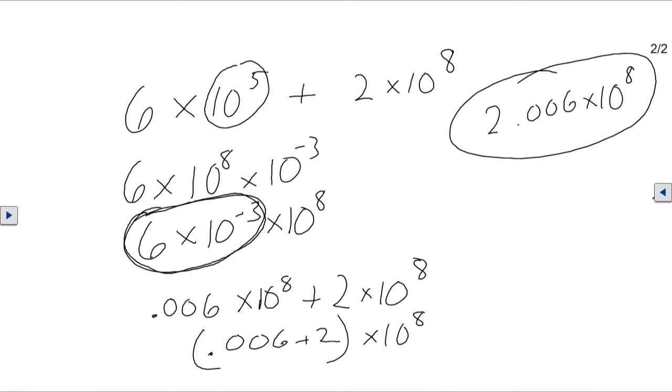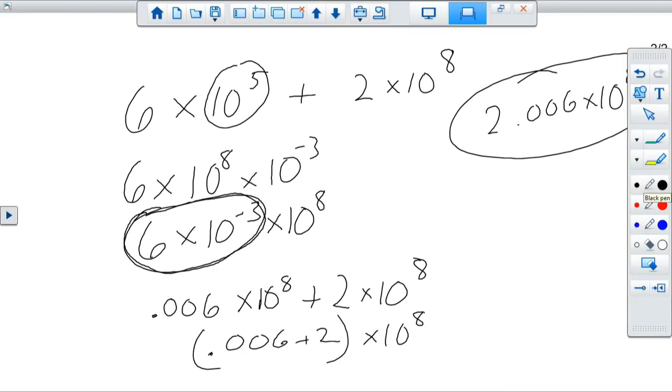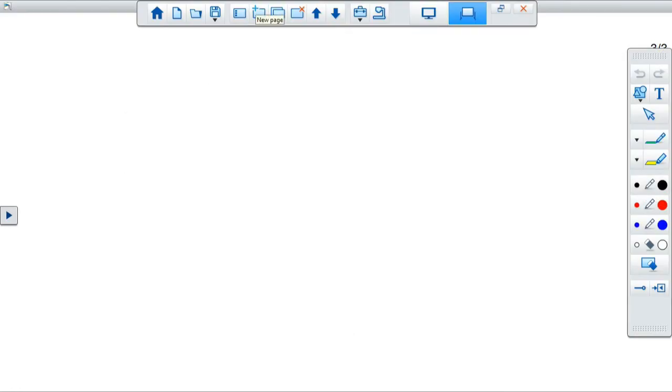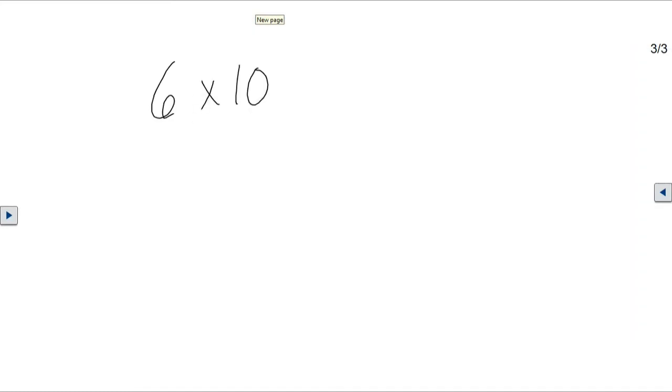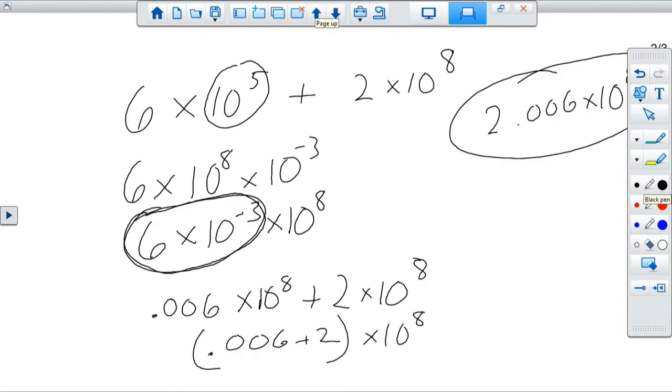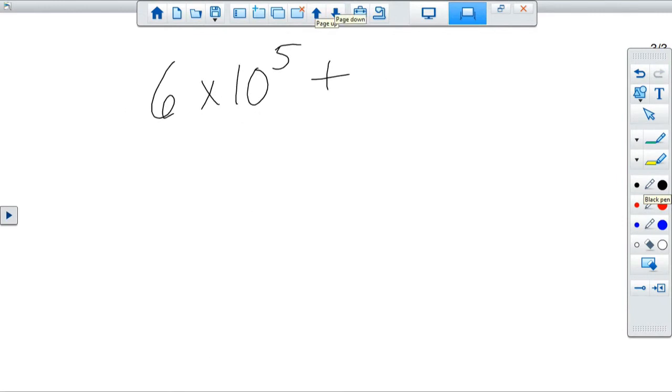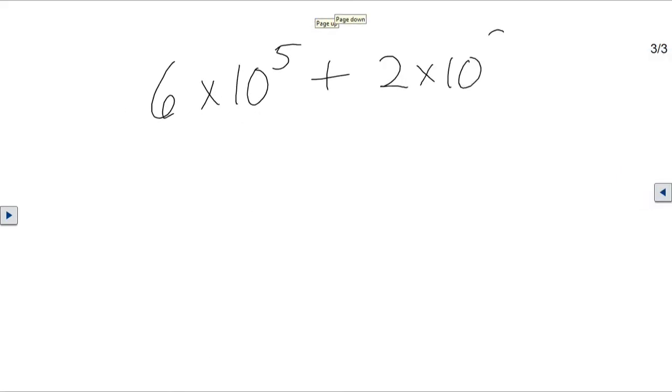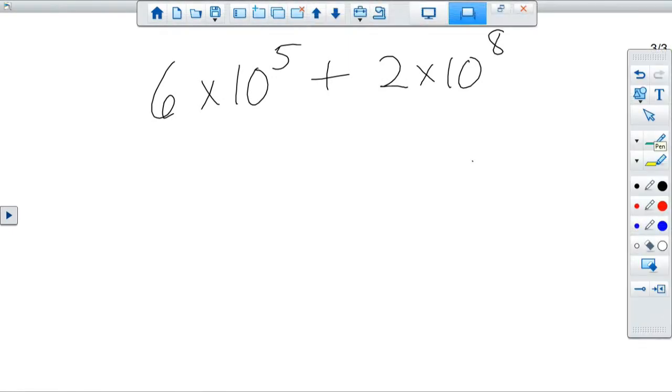So sometimes it's easier. Let me rewrite this here. Sometimes it's easier to do the other way. So again, I have 6 times 10 to the 5th plus 2 times 10 to the 8th. So what we can also do is we can take the other exponent and we can try, in this case, 10 to the 8th, and try and turn it into 10 to the 5th.